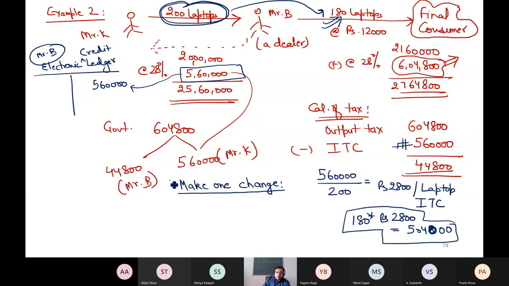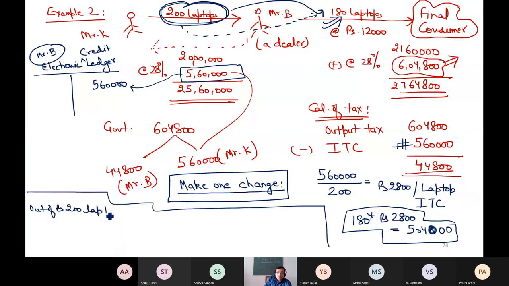Now I am making one change. Out of 200 laptops, I am selling 180, and I have donated one laptop. Out of 200 laptops, now I have donated, not sold. One laptop is donated by me. So that means if I donated one laptop, what is my consideration? Zero. What is my consideration? Zero, because I donated.